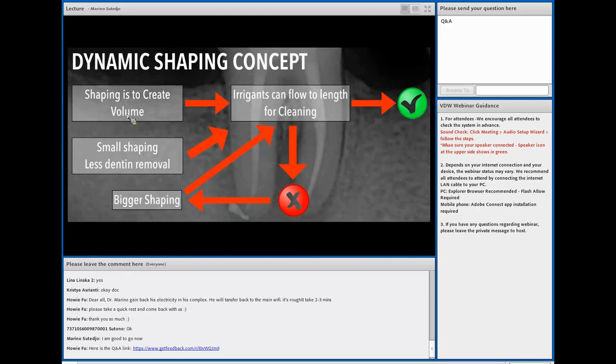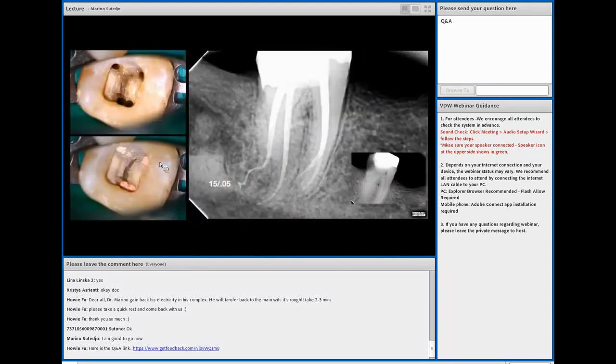We need to remember that shaping is to create volume, because shaping is not to clean your canal. Your irrigant will work to clean your canal, but shaping will work to create volume for the irrigants to flow into the length of the canal to do some cleaning. If we create some volume and we think it is enough for our irrigation to flow into the length, it means your shaping is done. But if you think that it is not enough to make your irrigants go into the length, it means you need a bigger shaping. But of course, if a small shaping is already enough, then you don't need to make it bigger, because we want less dentin removal.